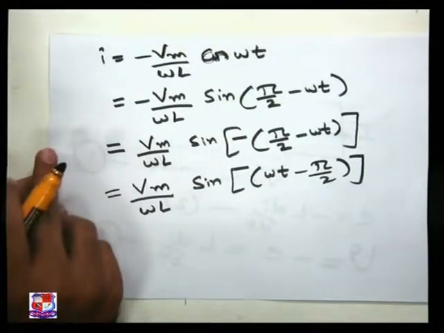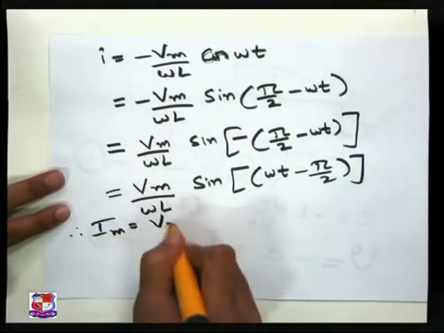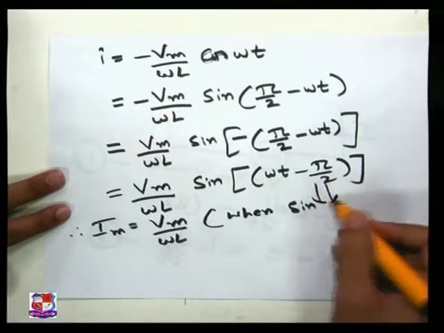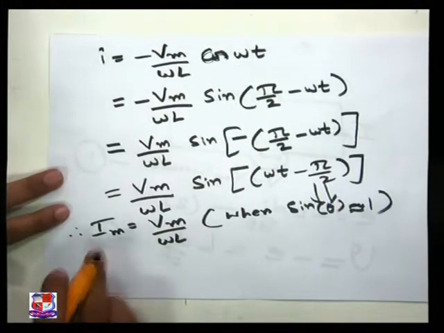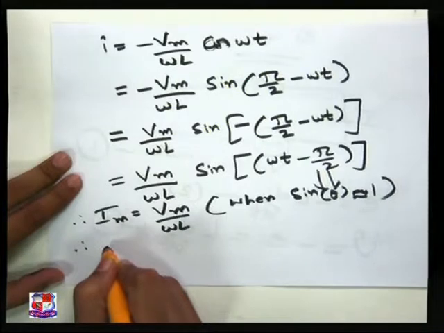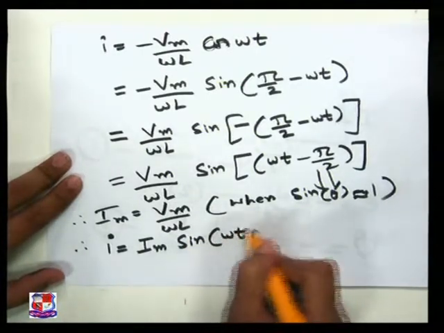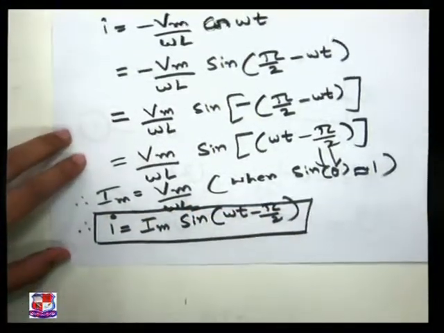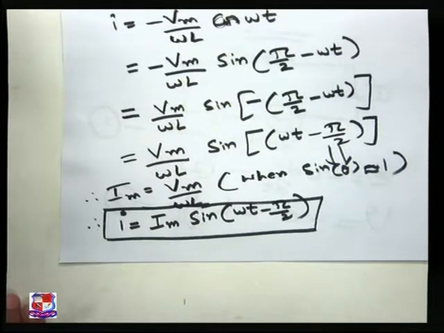Now the value of current will be maximum only when that sin quantity is equal to unity. So what will be the maximum value? Maximum value Im will be Vm by omega L when sin theta, denoting that term as theta, is equal to 1. So the maximum value of current is Vm by omega L, and we can write the equation for current as I equals Im sin of omega t minus pi by 2. This is our final equation for current, because the maximum value of current Im is Vm by omega L, right?